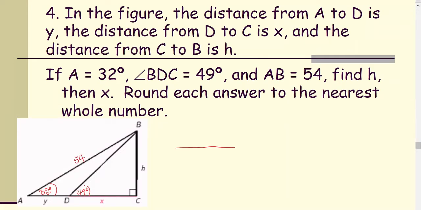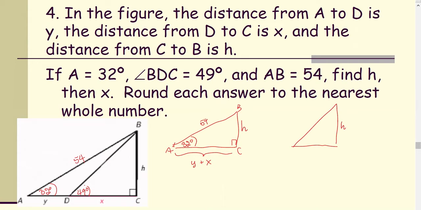Let's make it as two triangles. The first one is triangle ABC. 54 is the hypotenuse, and angle A is 32 degrees. The opposite to angle A is h. The adjacent to angle A is y plus x.